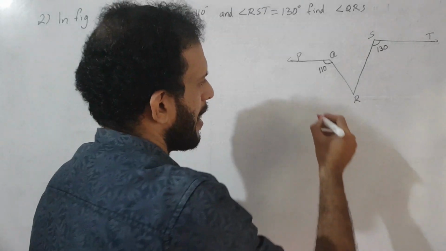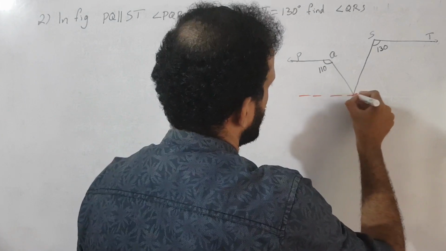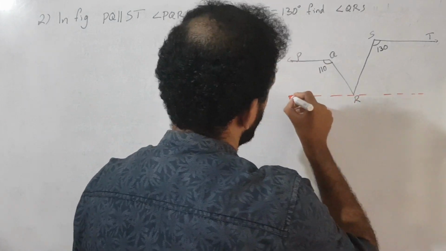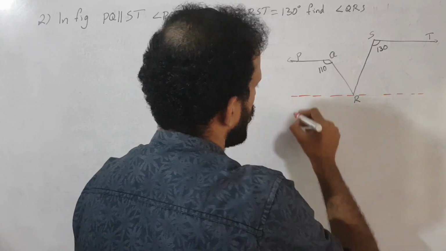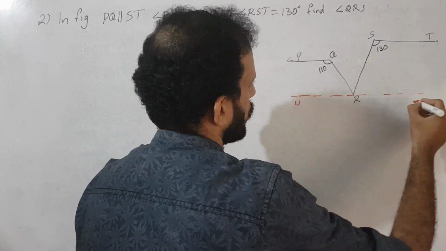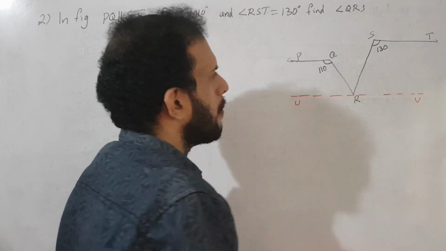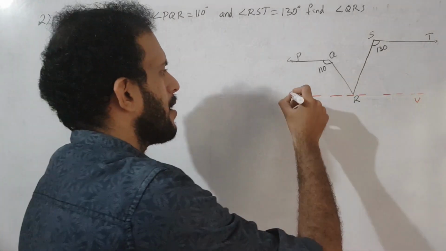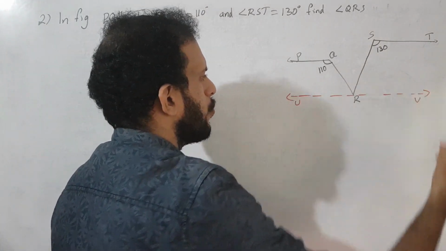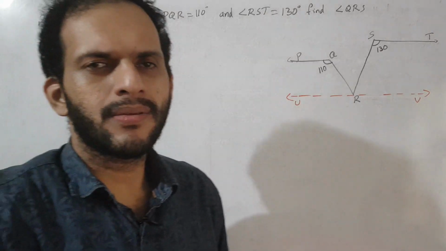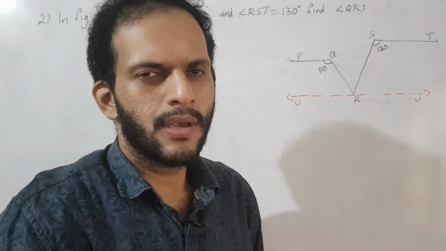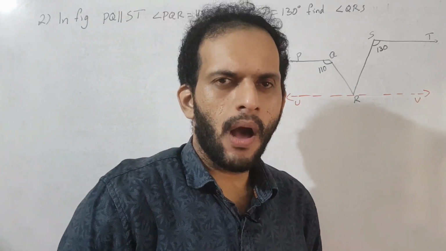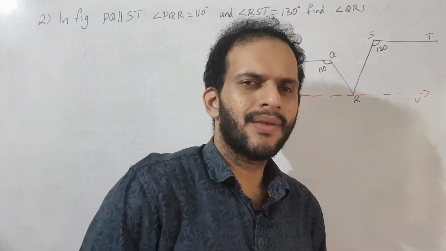we construct a line UV through the point R parallel to ST. We construct a line UV parallel to ST through the point R.